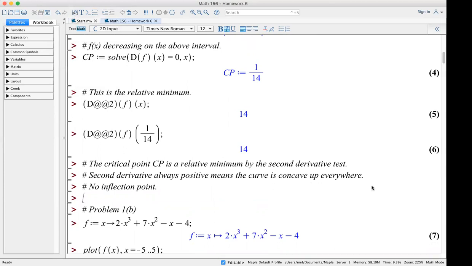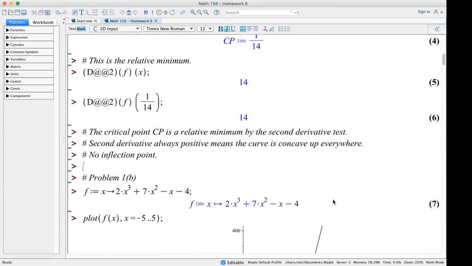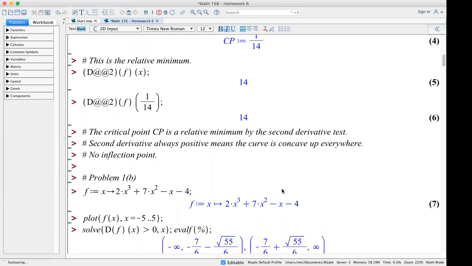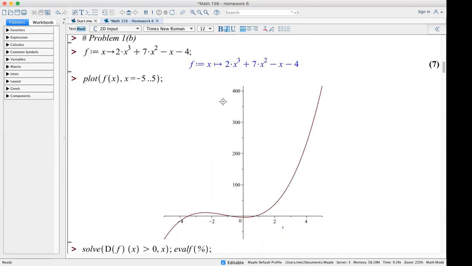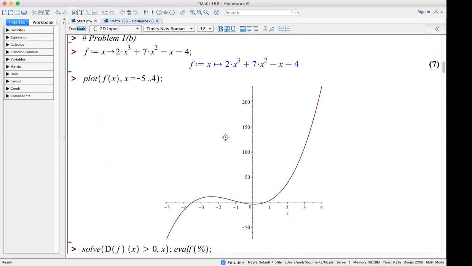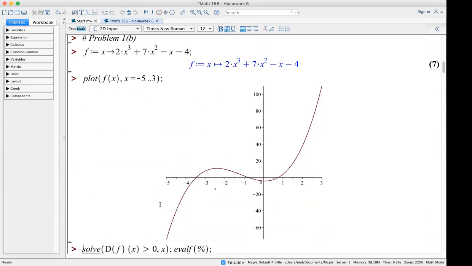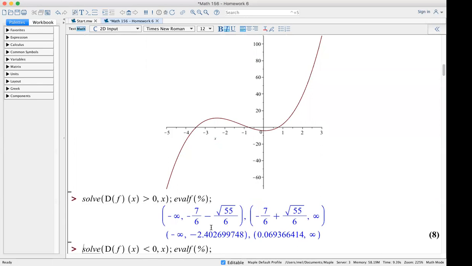Problem 1b, we have a cubic curve. Here it is. You plot it, it looks like this. Maybe even just go up to 3. Very nice, that's the cubic curve. Where is it increasing? Where the derivative is positive. You can use solve within an inequality. So you solve and you get this explicit form. I'd rather see it as decimal.